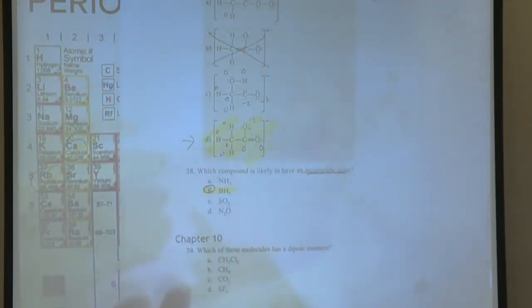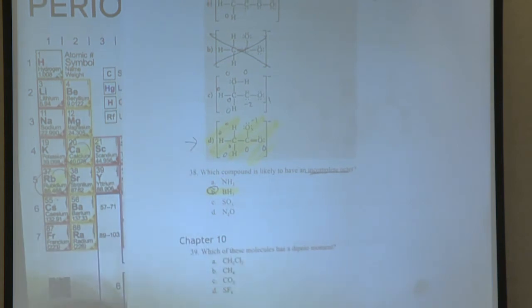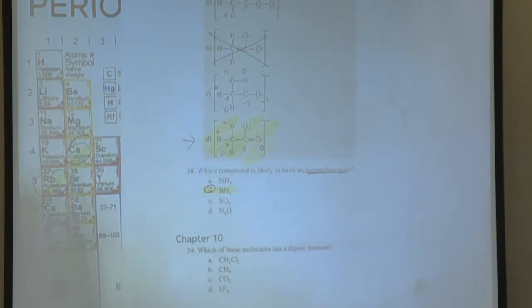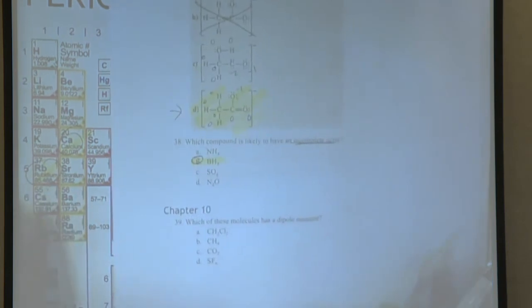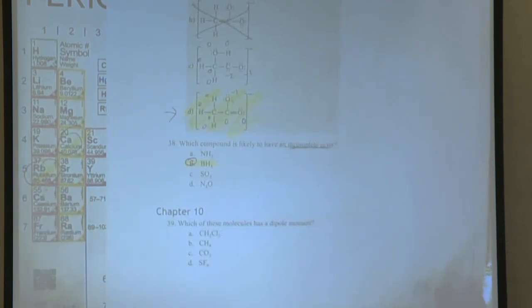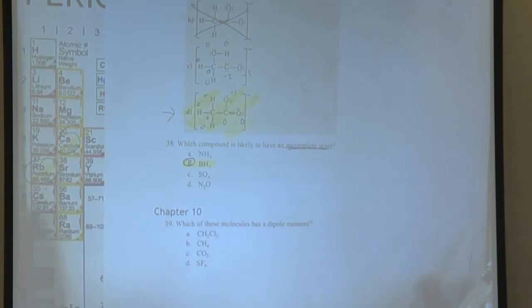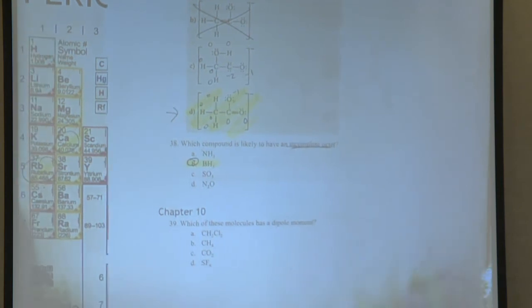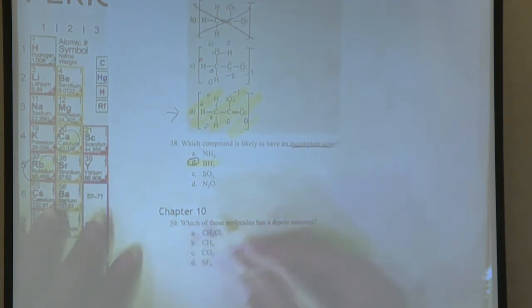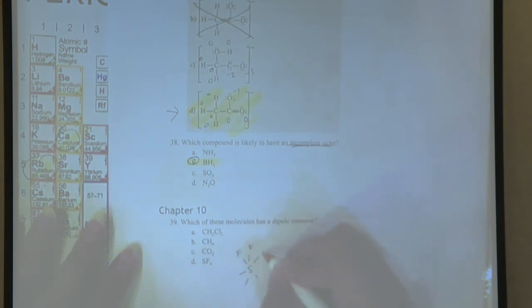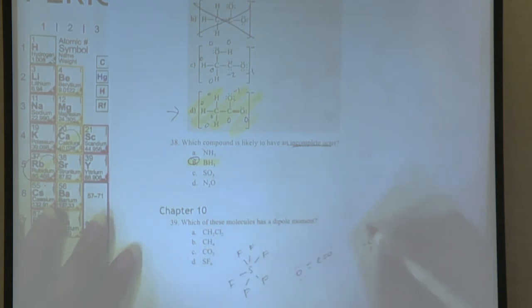Chapter 10, which of these has a dipole moment? Dipoles are kind of tricky because people like to look at them using Lewis structures. But while you can do that, you also have to keep VSEPR theory in mind. So let's start from the bottom and go up. If we have sulfur tetrafluoride, carbon dioxide, we have methane, and then I'm going to draw this down here, CH.